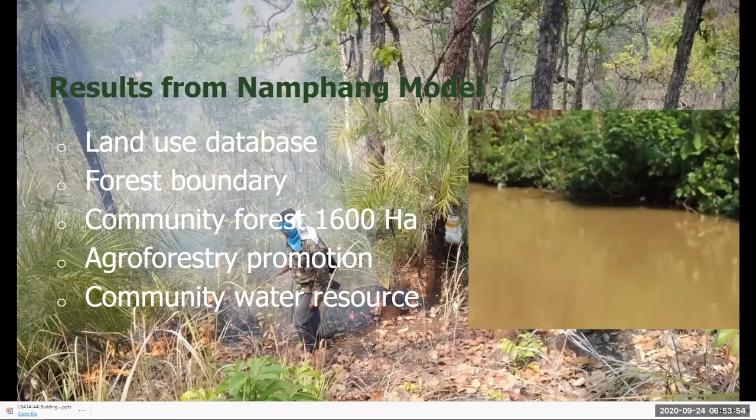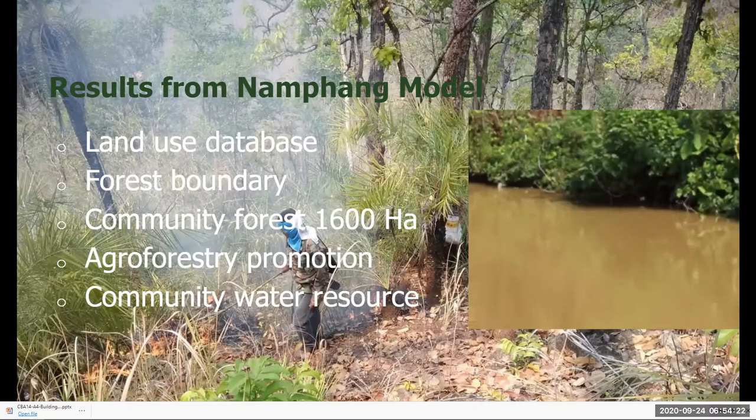So the results from the Nampang model: we have a clear and strong land use database. Without having a land use database, it is going to be difficult to manage at landscape scale. Then we have clear forest demarcation and boundaries, because in the area we have two national parks, and it happened several times in the past that we had conflict with the national park. So we set up a clear boundary demarcation.